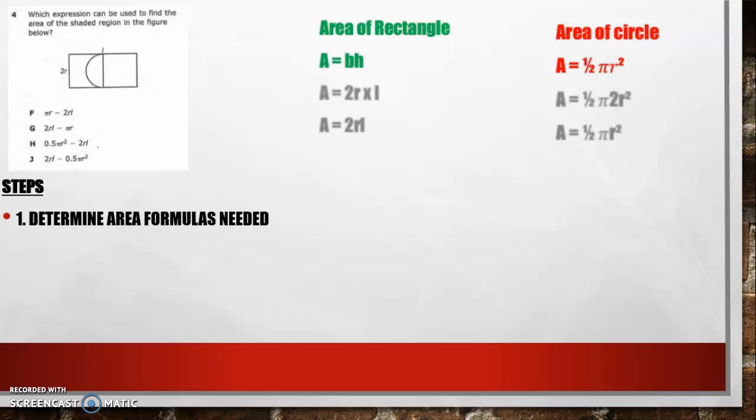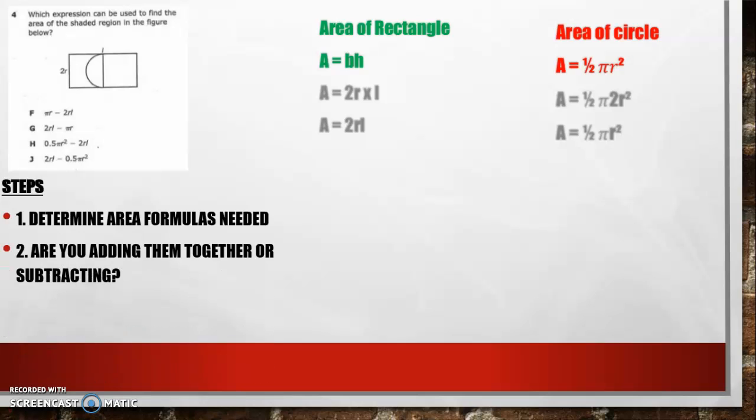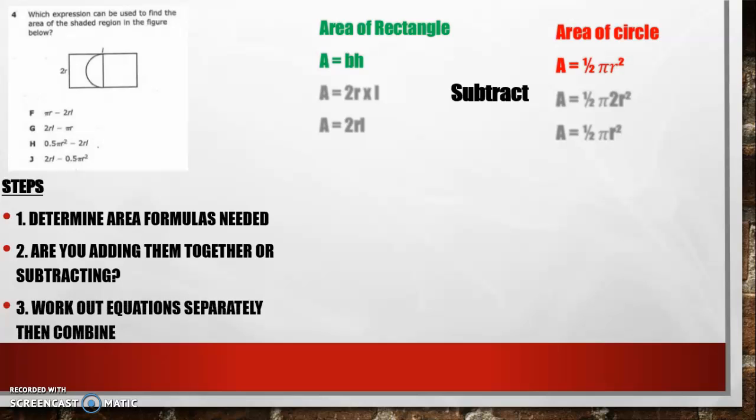Okay. So your next step is that you need to determine whether you're going to add them or subtract them. Since we're trying to find a shaded region, obviously we're going to need to subtract. So we're going to do subtraction. And your last step is always to solve them one by one.